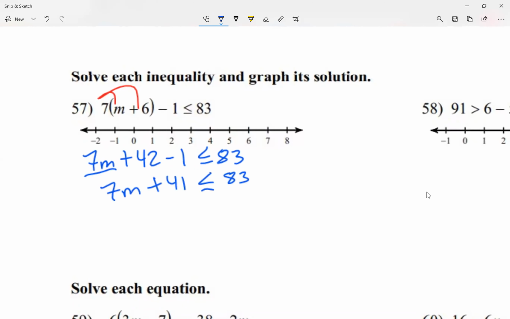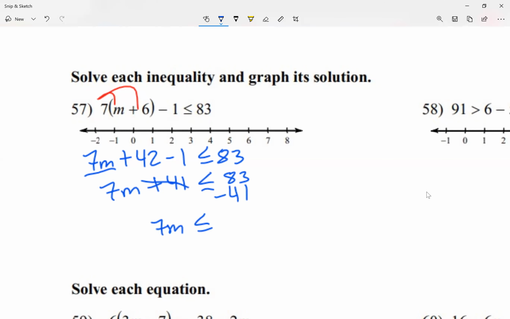So I combine like terms. Now for inequalities, the letter has to be on the left side. When there's an equal sign, the letter doesn't matter where. But for inequalities, it does. So on the left side. So move all the letters to the left, which we already have. Move every term that doesn't have a letter, move it to the right. So this plus 41, let me move it over as a minus 41. So I get that 7m is less than or equal to 42.